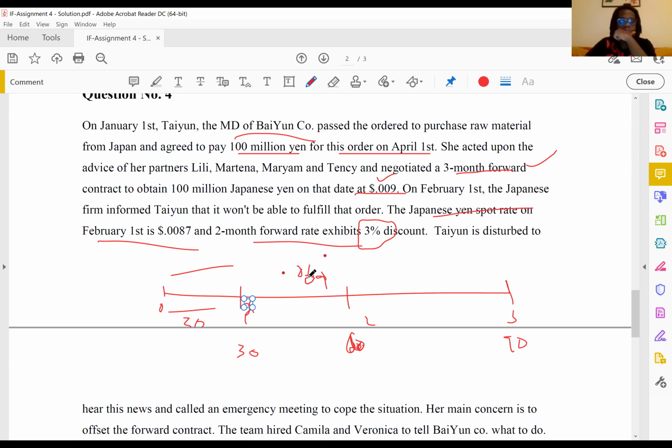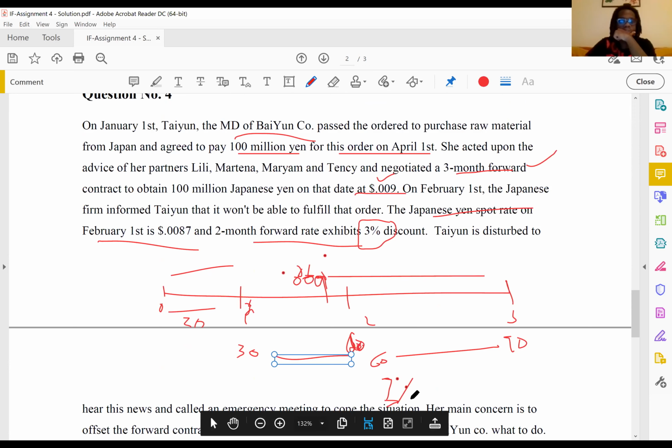When they enter into this contract, they enter at 0.009. But now the 2 months or 60 days contract is available at 3% discount. What does it mean? You can find out the forward rate. How? Because on February 1st, here, the spot rate is 0.0087. So you can easily find out what is the future rate at 3% discount. So spot rate multiplied by, no, this is discount, so 1 minus 3%, right?